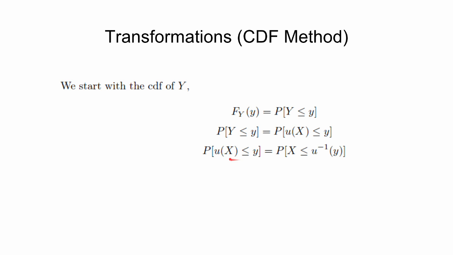This in turn we can solve by applying the inverse of u to both sides, since we've guaranteed that the inverse exists. So we end up with the probability that x, the random variable, is less than or equal to u inverse of y. Now this should look familiar. It's of the same form as the probability of a random variable less than or equal to a value. But in this case, the random variable is x. So this is the cumulative distribution function of x at the value u inverse of y. So following the logic from the top down to the bottom, the cumulative distribution function of y is equal to the cumulative distribution function of x evaluated at u inverse of y.